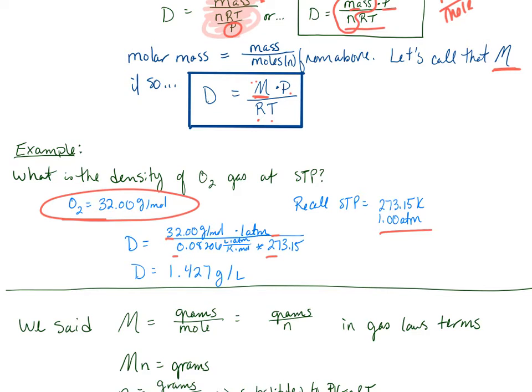Now, when we're talking about gases, we talk about grams per liter, not per milliliter. So that is one thing I want you to make sure of. Remember, liter comes from right there. And so that unit is there if you check it out.